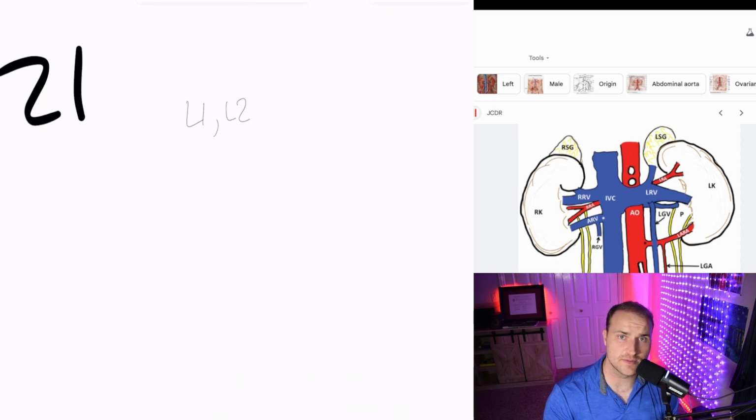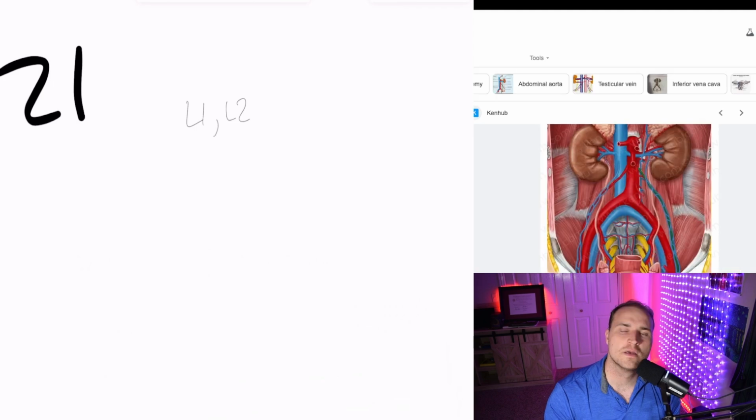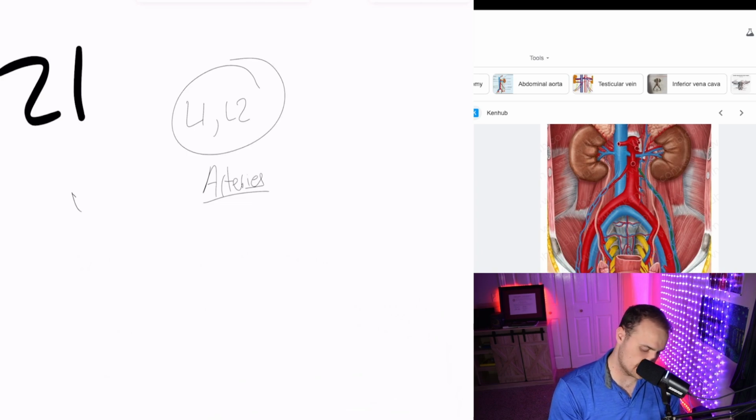The only difference between the right and the left is their course. The right renal artery is longer because it has to pass behind the inferior vena cava to reach the right kidney. See that inferior vena cava? See that right kidney? Renal artery. Because this is commonly confused, both the right and the left arteries branch off the aorta at L1, L2. But the veins are different on each side.